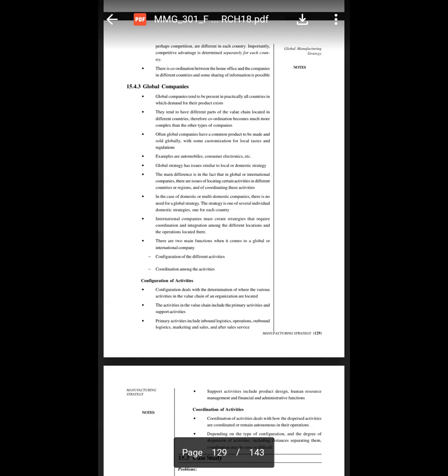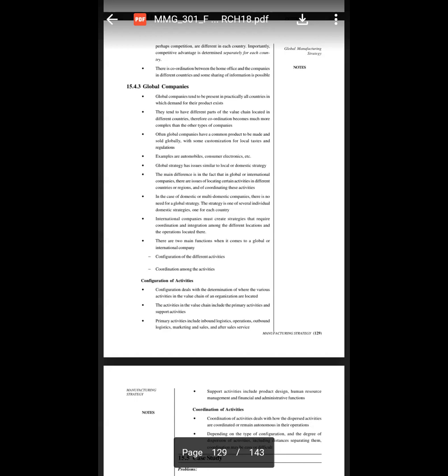Global strategies have issues similar to local and domestic strategy. The main difference is that in global and international companies, there are issues in locating certain activities in different countries or regions, and coordinating these activities. In the case of domestic and multi-domestic companies, there is no need for a global strategy. The strategy is one of several individual domestic strategies, one for each country. International companies must create strategies that require coordination and integration among the different locations and the operations located there.